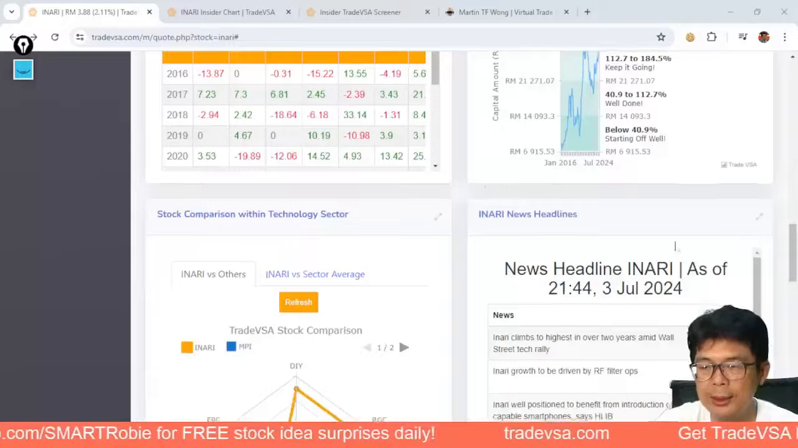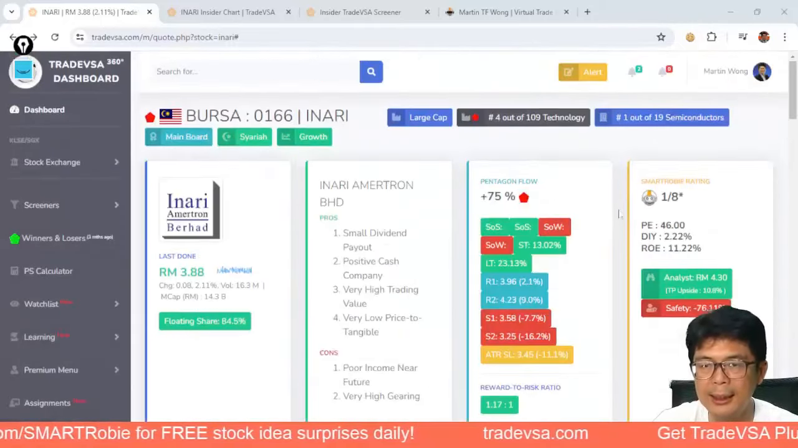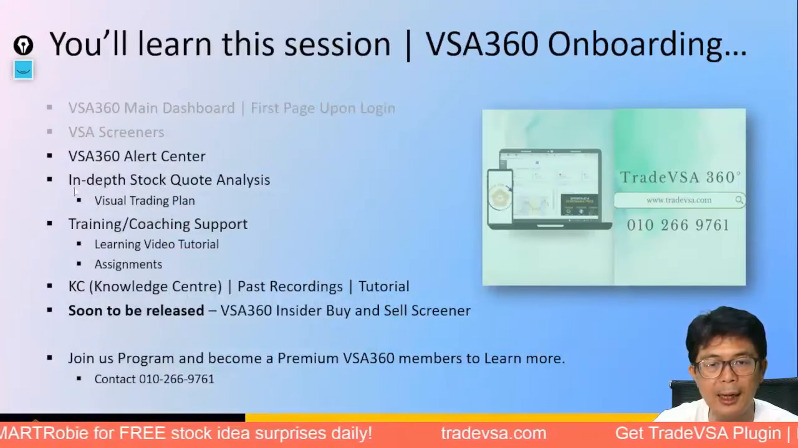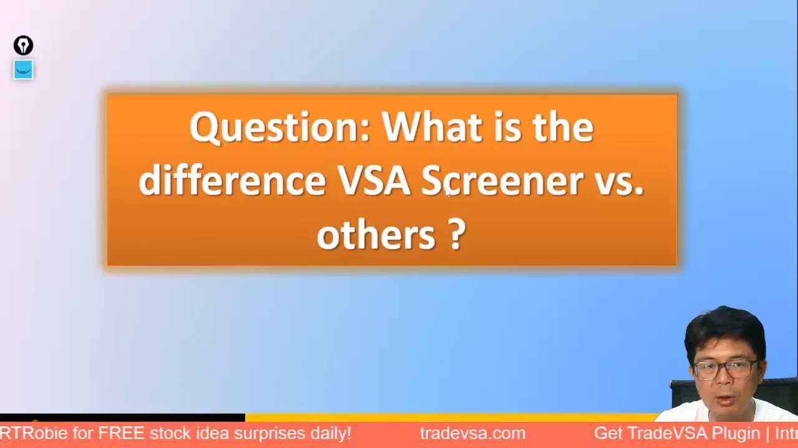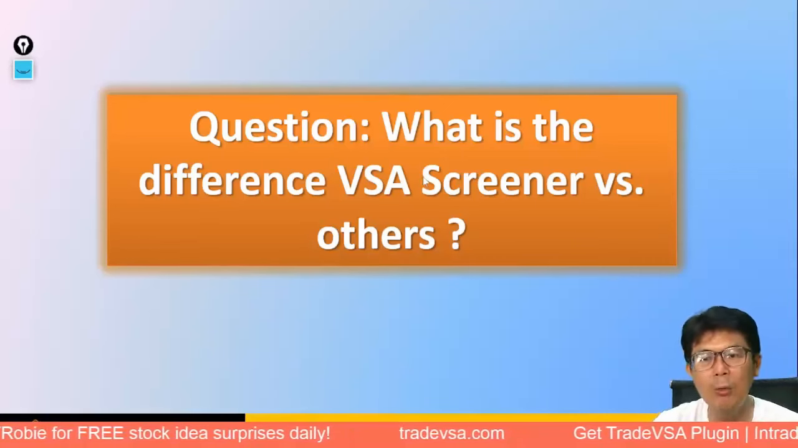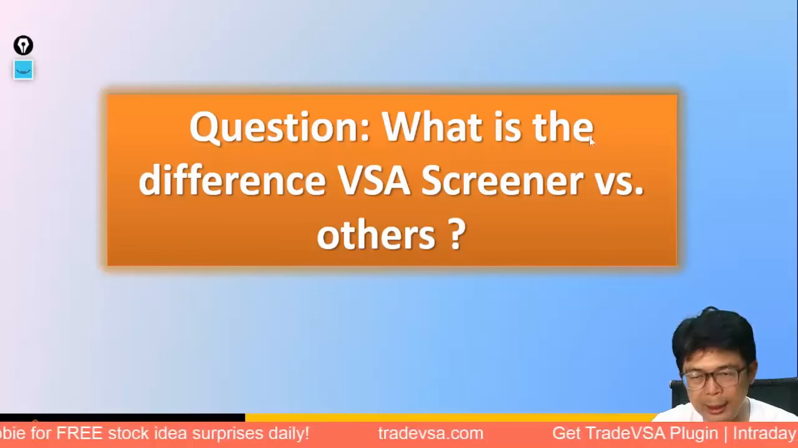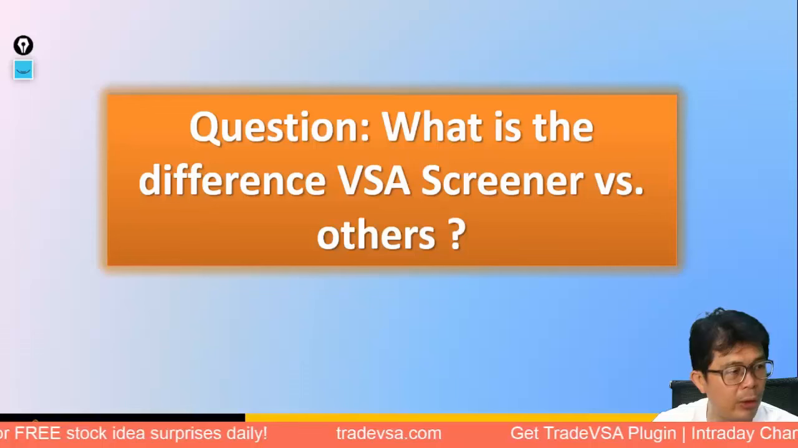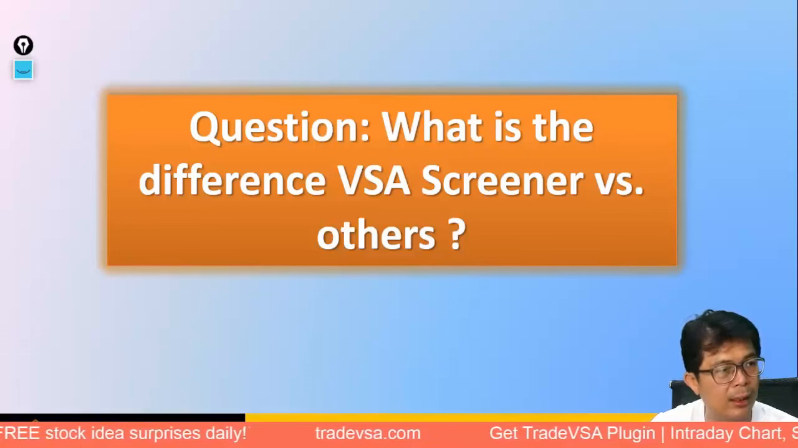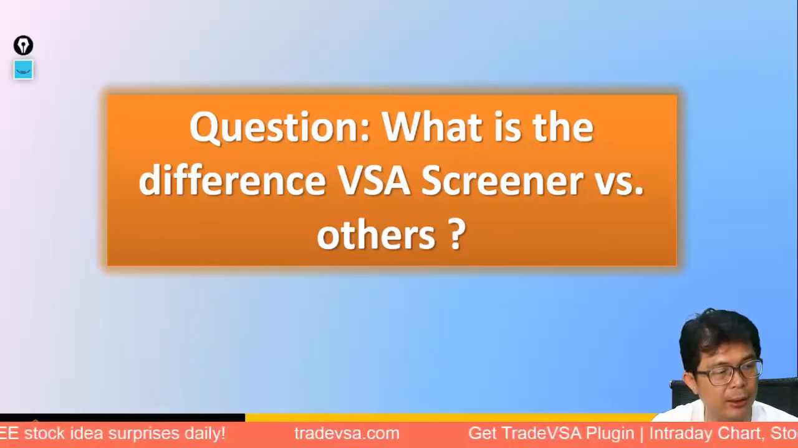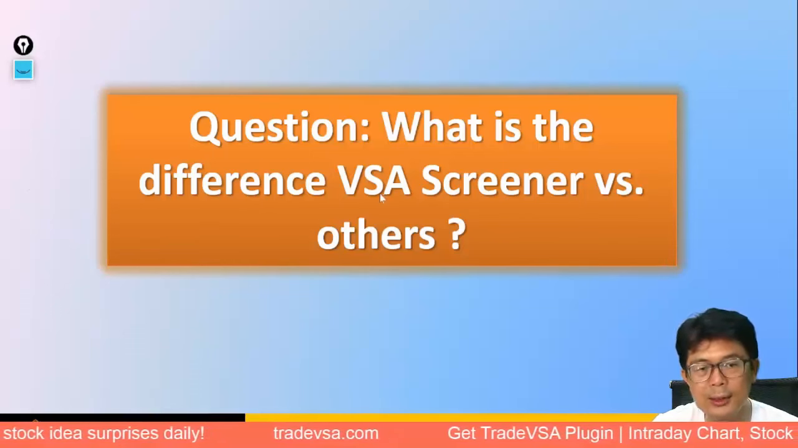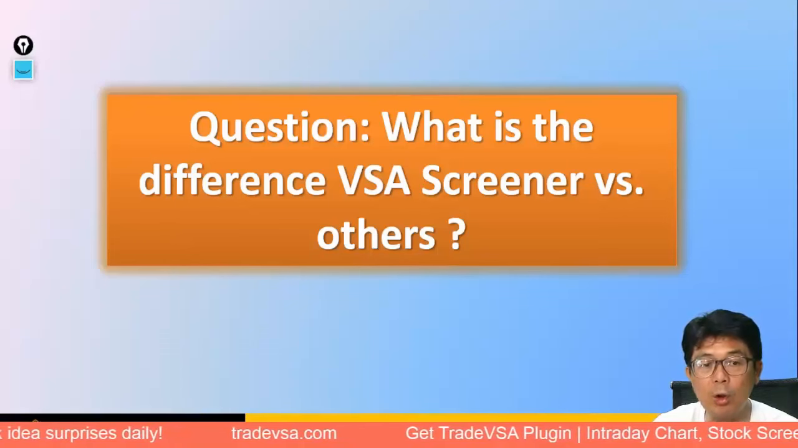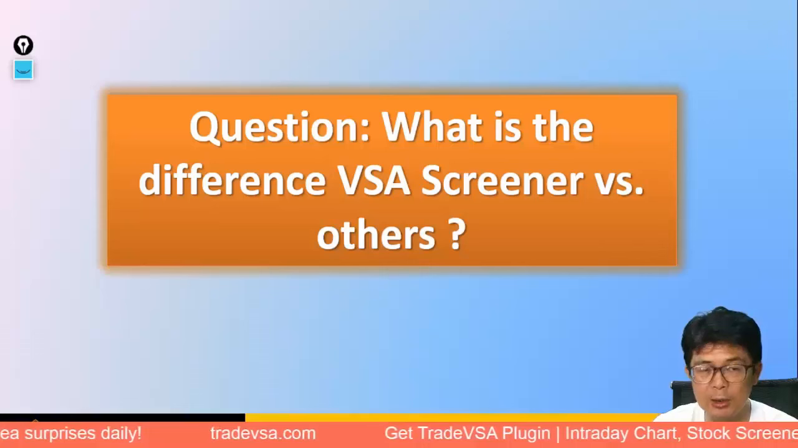Okay. Now this does cover the stock quote that we have. All right, so we have done this in-depth stock quote analysis. So there is a question. The question is, what is the difference between the VSA screener and the Pentagon guider? Definitely those of you who have been following us for some time would know the VSA screener is different. It's because we use volume spread analysis and also look for stocks typically in the stage 1 phase.